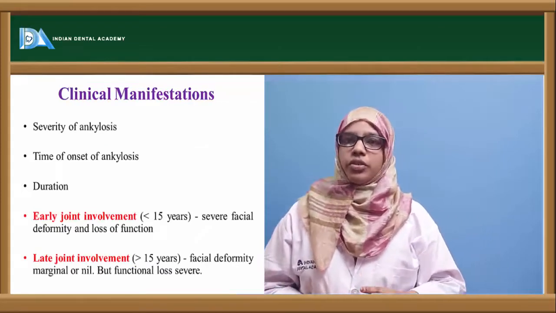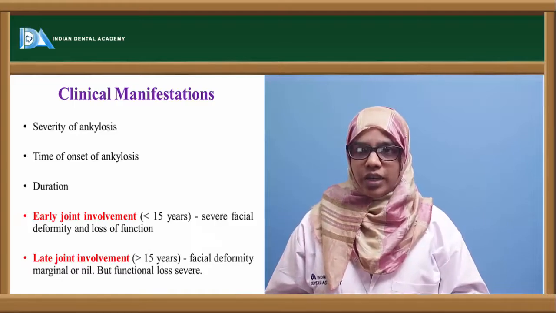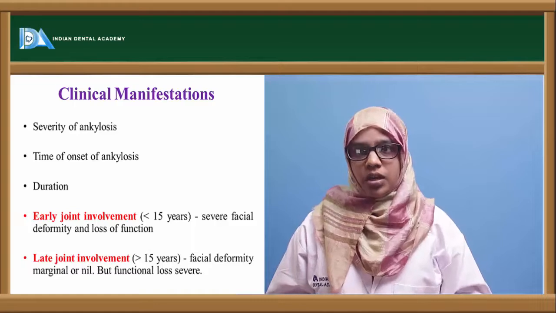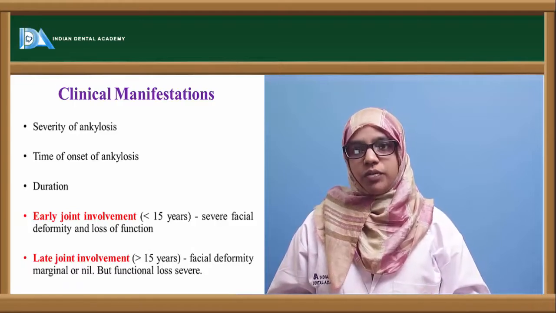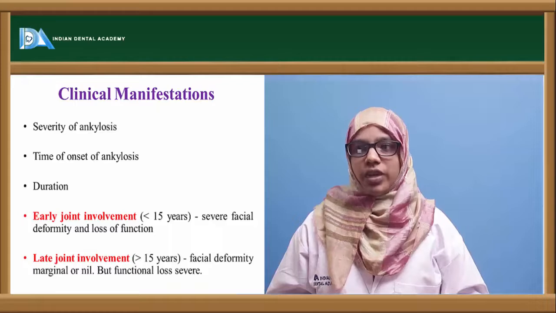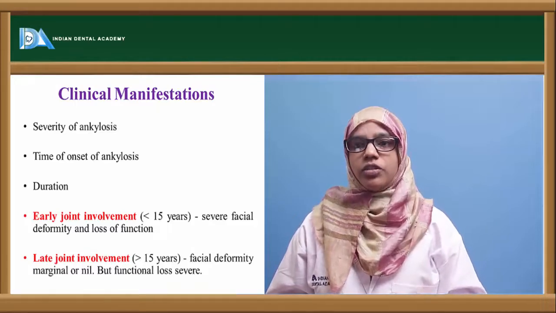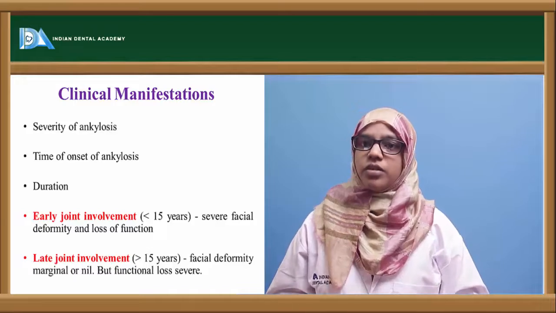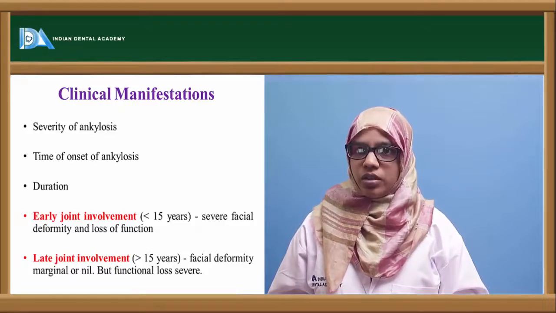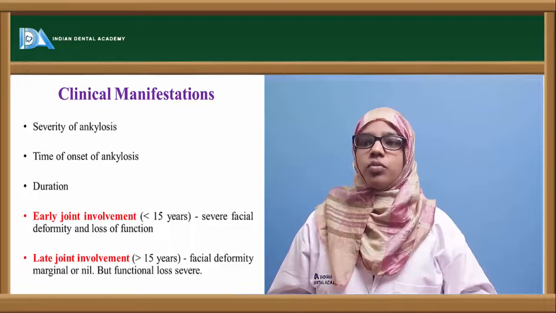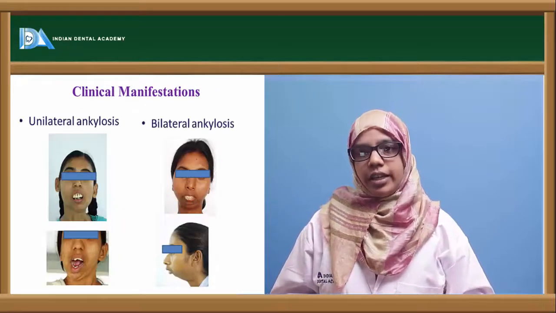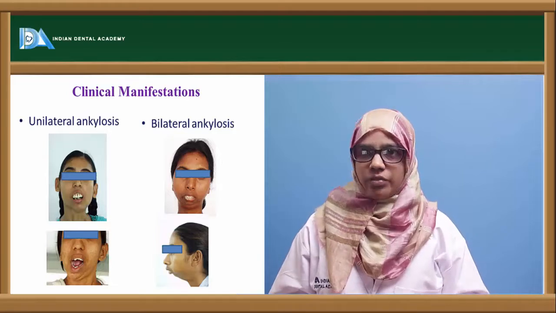It depends upon three things: severity of ankylosis, the time of onset of ankylosis, and duration. Early joint involvement: if there is trauma before the age of 5 years, there is severe facial deformity and severe loss of function. If there is deformity after 5 years of age, the facial deformity is not much, but the functional loss is too much. Take a look at the clinical features of TMJ ankylosis.